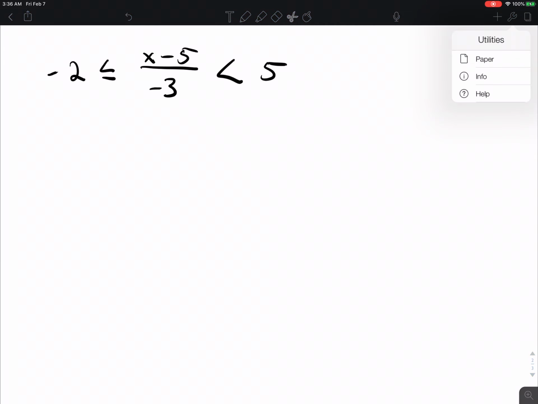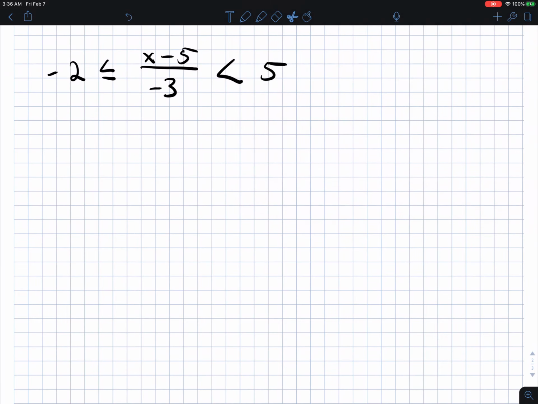We have the following question that comes in preparation for our exam. We're asked to solve this inequality and write the solution in interval notation. So this is called a compound inequality. It's basically two inequalities in one. We still treat it like an equation, right?